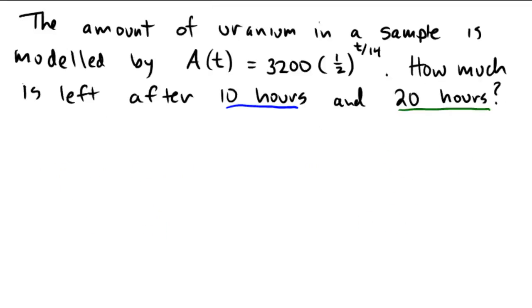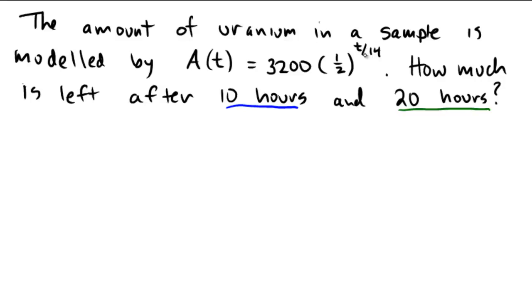The amount of uranium in a sample is modeled by A of t equals 3200 times 1/2 to the power of t over 14. So A is the amount of uranium and t is the amount of time, presumably in hours here, because the question's asking about hours. So how much is left after 10 hours and how much is left after 20 hours?